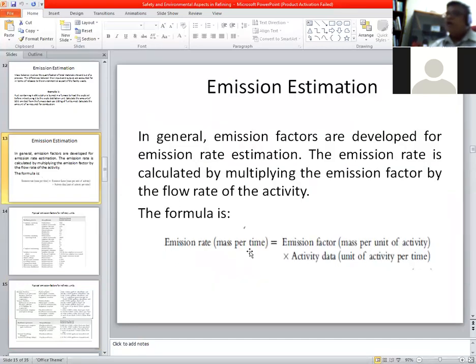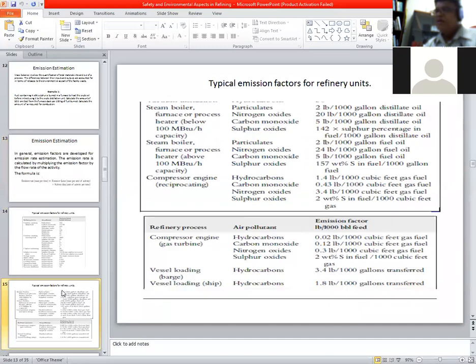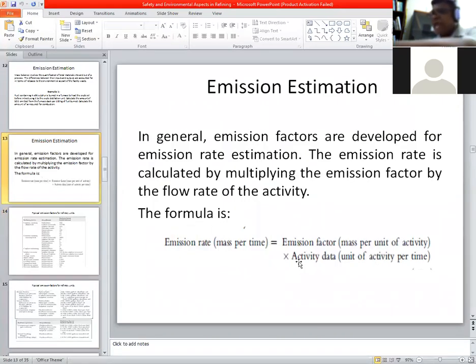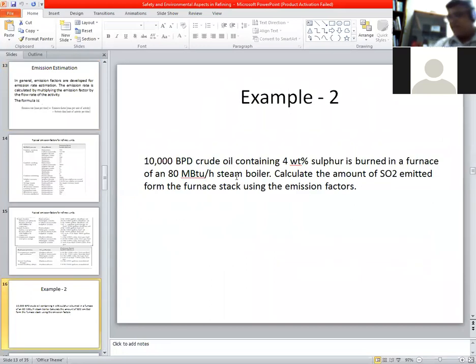So what I want to tell is that it is simple. If you want to calculate the emission rate, then you have to find the emission factor from this table and multiply it with the activity data, that is the flow rate. You can calculate the emission rate. One example here, see here.